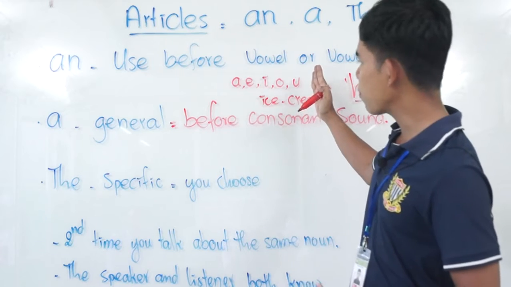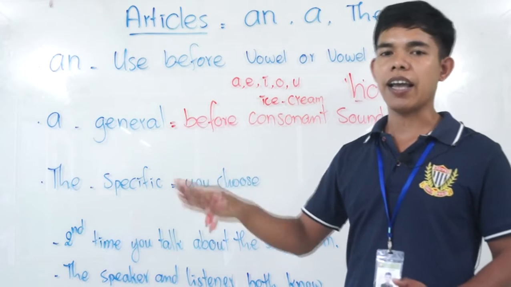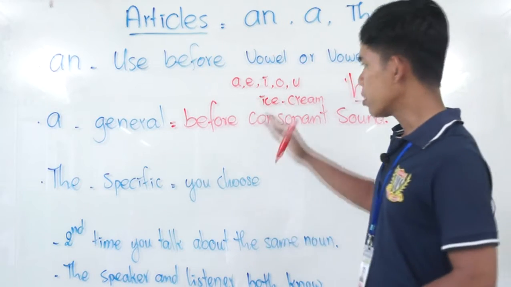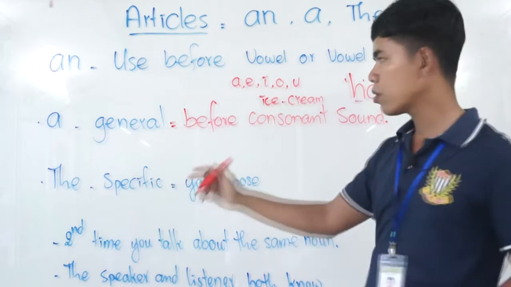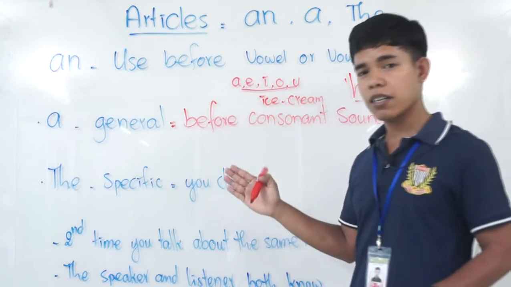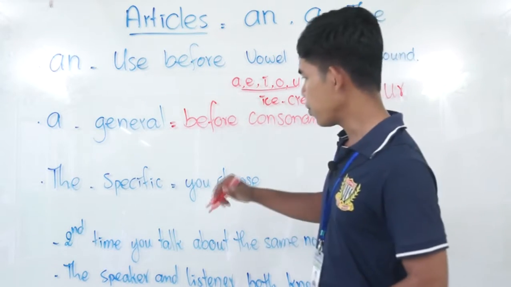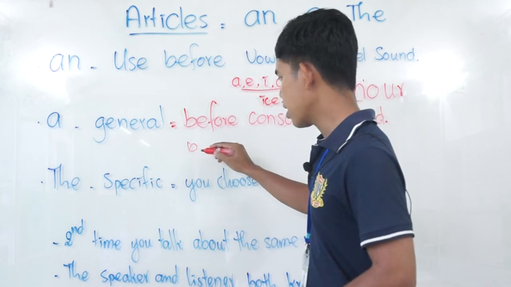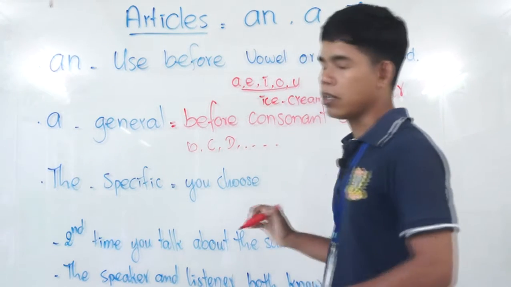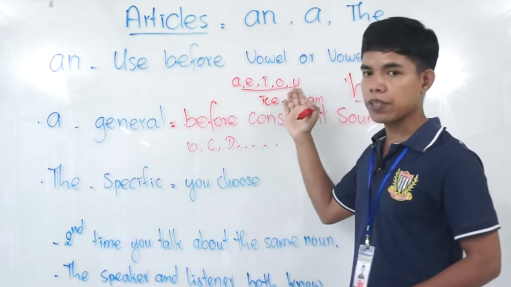So we take out the 5 vowels in English, and all the rest of the letters are consonant sounds. Do you follow me, everyone? For example, letter B, letter C, letter D, and so on. So we take out the 5 letters as vowels in English.